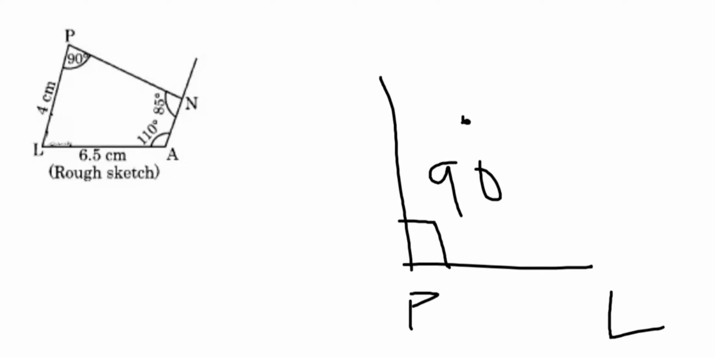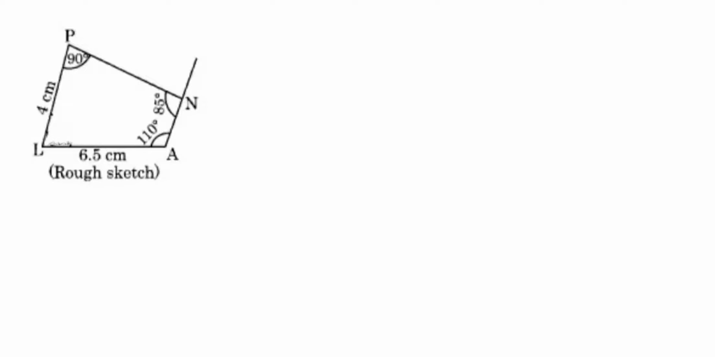Another option, if I take PL as base, then the measure of angle P is 90 degrees, and the distance between P and N we don't know, and the measure of angle L is also unknown. So we need to find out the measure of angle L. How can we find its value?